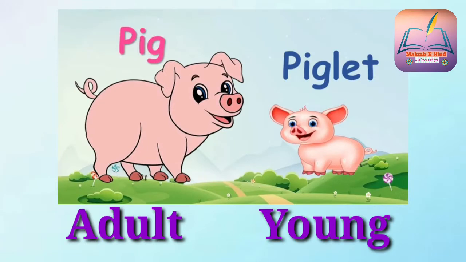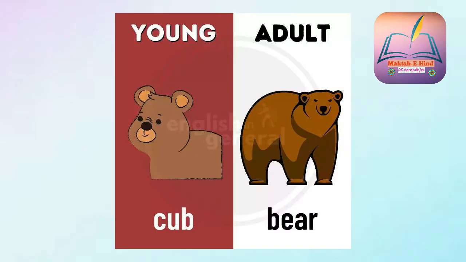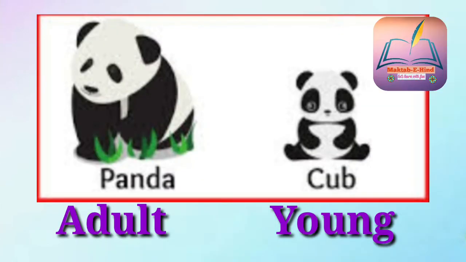Pig is adult animal and young one of pig is called piglet. Pig, piglet. Bear is adult animal and the young one of bear is called cub. Bear, cub. Panda is adult and young one of panda is called cub. Panda and his baby is called cub.